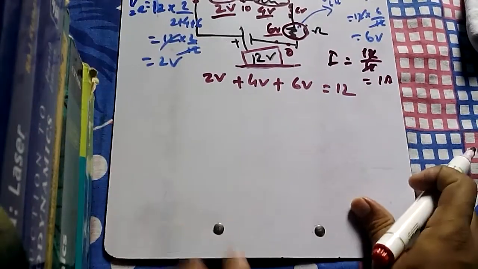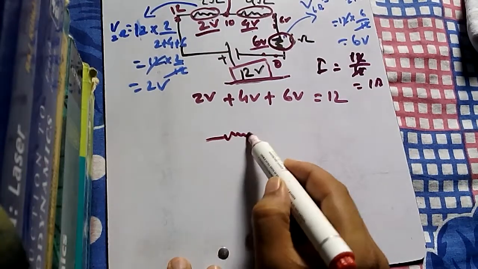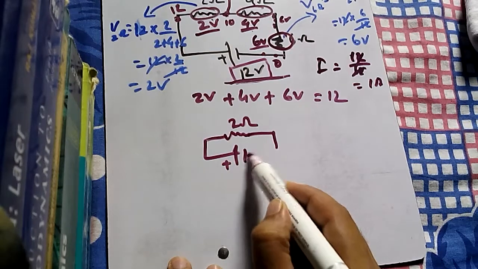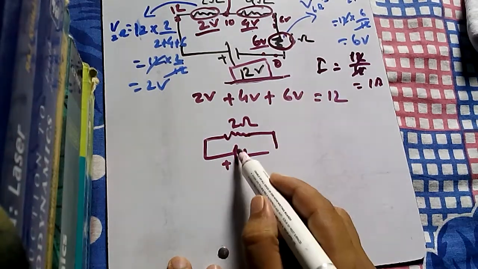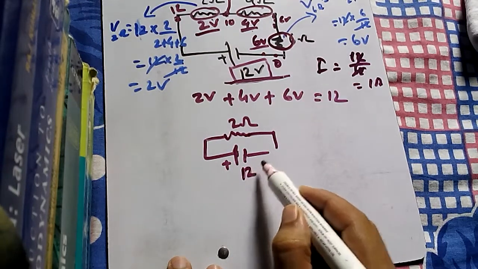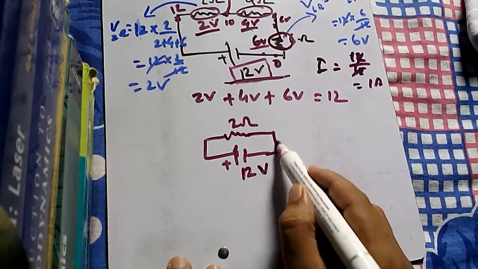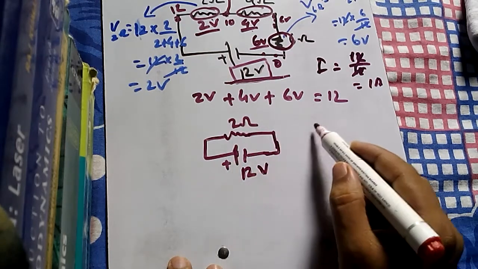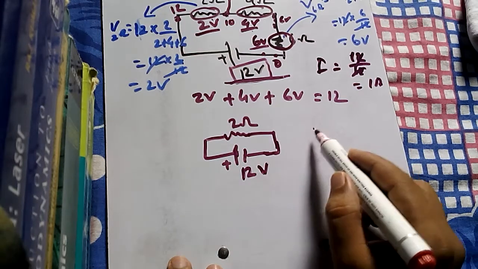So for that, let us take a circuit that has only one resistance, a very low resistance, 2 ohm, and again we use 12 volt because it is working as a standard voltage for us, because all the circuits I have taken are with 12 volt. Now what is the voltage drop?